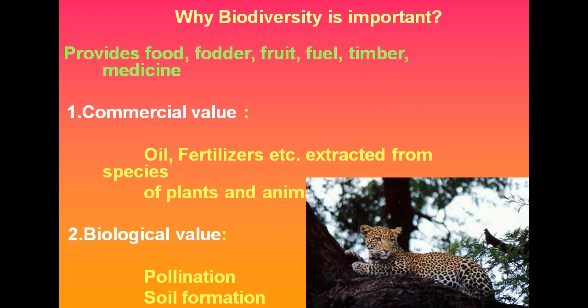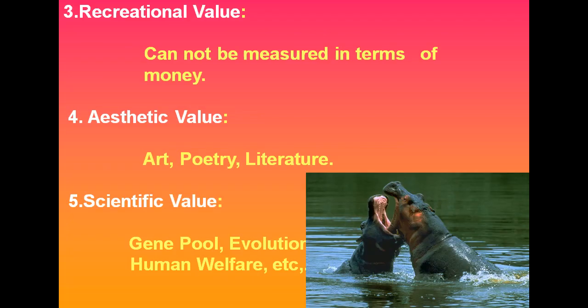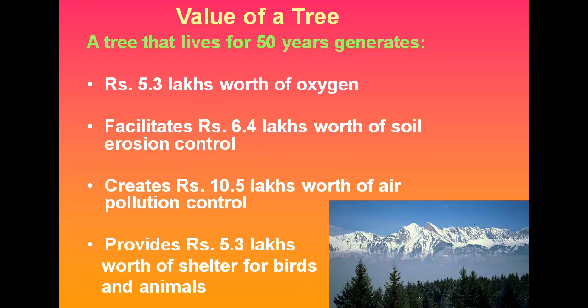Okay, however we are coming to the end. So then biodiversity has commercial value. Oil, fertilizer, everything we are depending on biodiversity. And it has biological value also, because for the pollination of many plants we need animals. Soil formation is under their control. Nutrient enrichment of the soil is also under the control of this biodiversity. So that's why for diverse purposes we need biodiversity. Biodiversity has recreational value, aesthetic value, scientific value, everything.